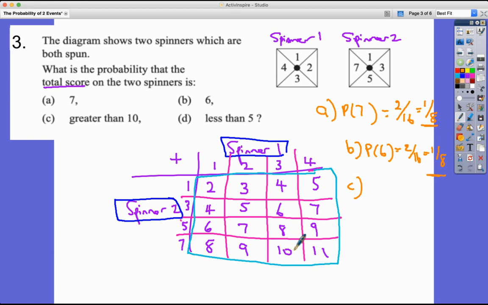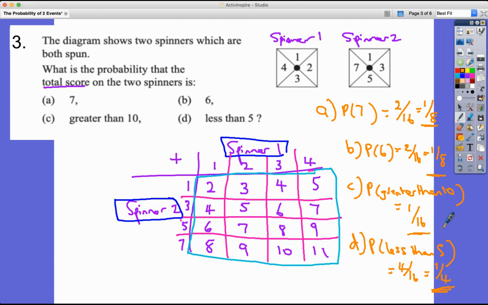C, greater than 10. So anything greater than 10, well, I can only see an 11 actually. So greater than 10, that'll be 1/16. There's quite a low chance of getting anything that's greater than 10, 1 in 16. And finally, less than 5. How many numbers less than 5? 1, 2, 3, 4. Okay, it's only the numbers up to 4, isn't it? Because they're all less than 5. Once we get to 5, we are 5. So 1, 2, 3, 4. 4/16. Well, that's nice because I can simplify that. The highest common factor is 4, so that would be 1/4.